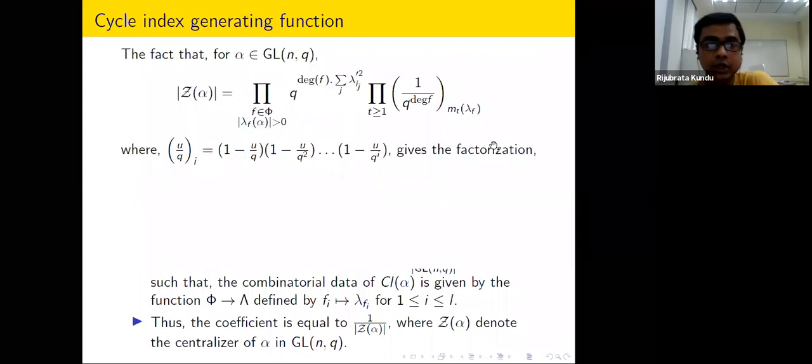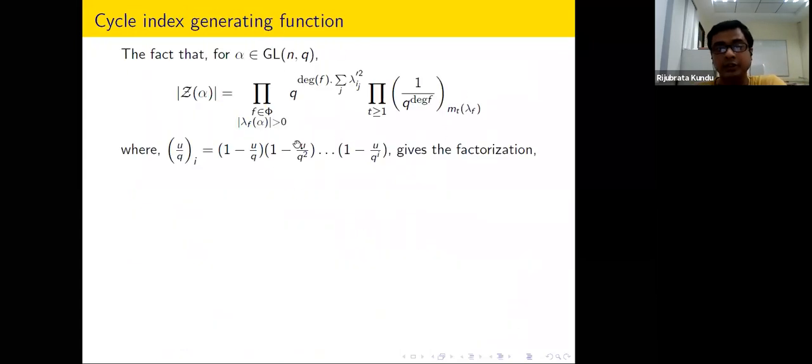Now it looks complex, this formula, but this is a very well-known formula. This is a centralizer formula that we will need. This is the centralizer formula for α, which is given by the following big expression here. Product running over f belonging to capital Φ, with λ_f(α) greater than zero, so this product is a finite product, q to the power degree f times the summation over i of (λ'_i) squared. So if the partition λ_f is λ_1, λ_2, and so on, then this is the conjugate transpose of the partition, and this is the sum of the squares of its parts.